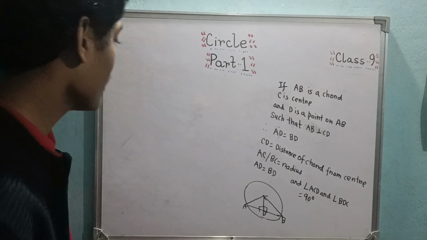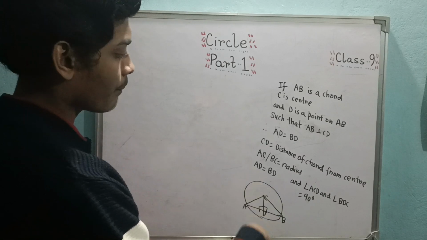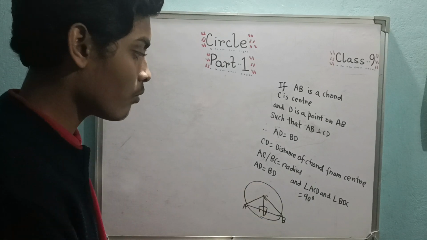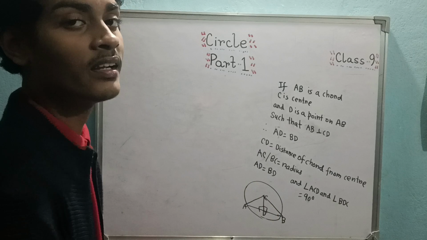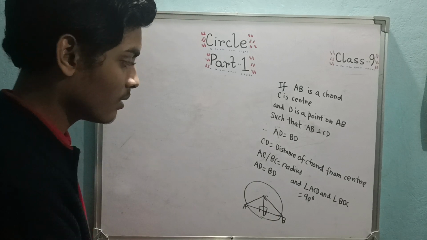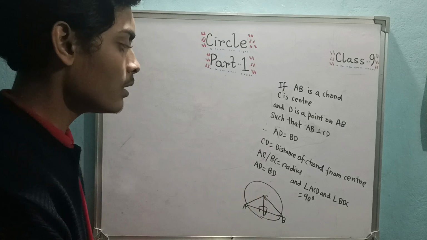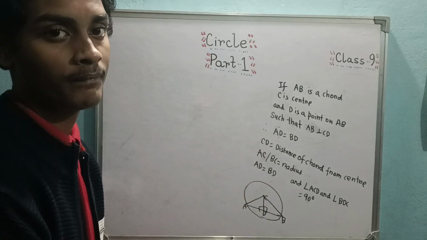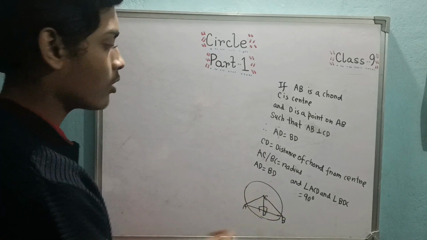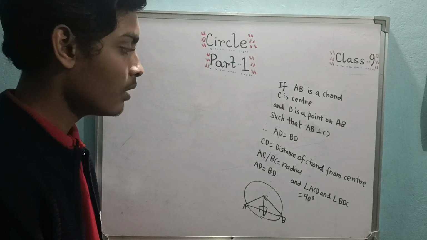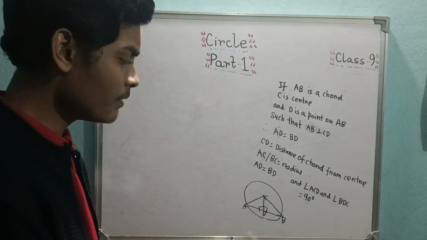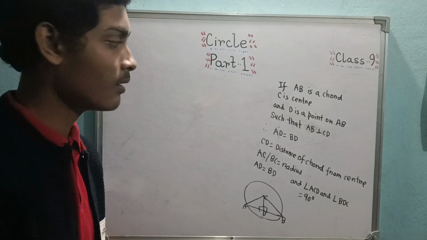So understand why a perpendicular is drawn. Why? So that we can form a right angle triangle. So that we can just assume that CD is the distance between chord and center. Then either AC or BC is the radius. A circle is a round figure, it doesn't have many things.